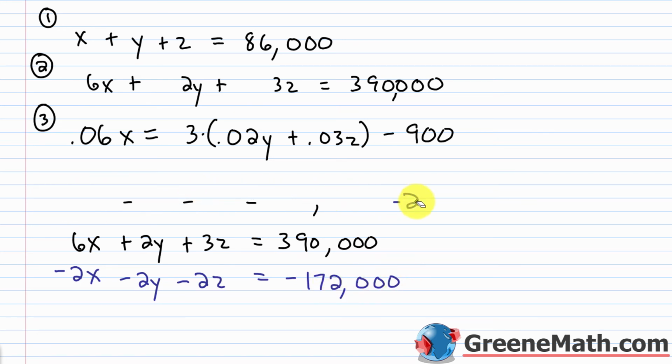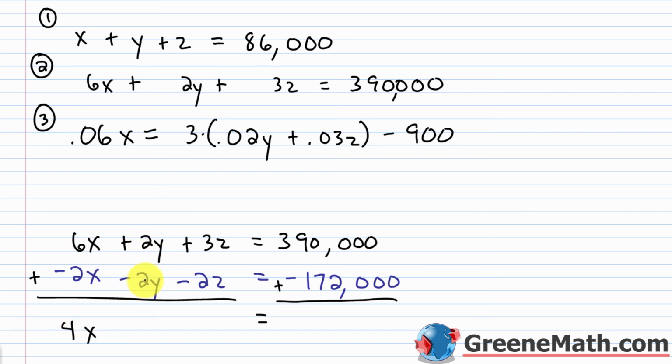Let's erase this now. We don't need it anymore. So I can add the left sides together. Set this equal to the sum of the right sides. So 6x minus 2x is 4x. 2y minus 2y, this is eliminated. 3z minus 2z is z, so plus z. 390,000 minus 172,000, that's going to give me 218,000. So this would be equation 4. Let's write this on a new sheet. So equation 4 is 4x plus z equals 218,000. All right, let's go back up.